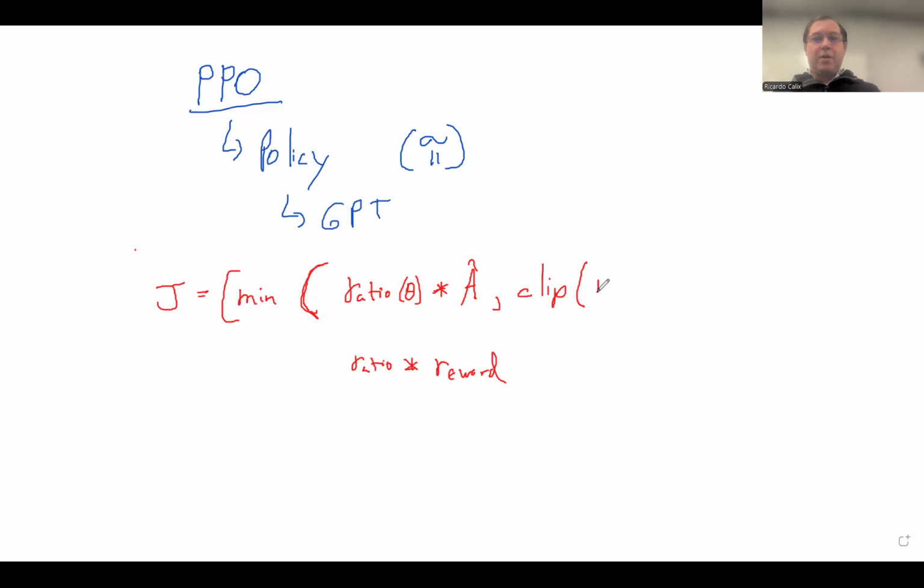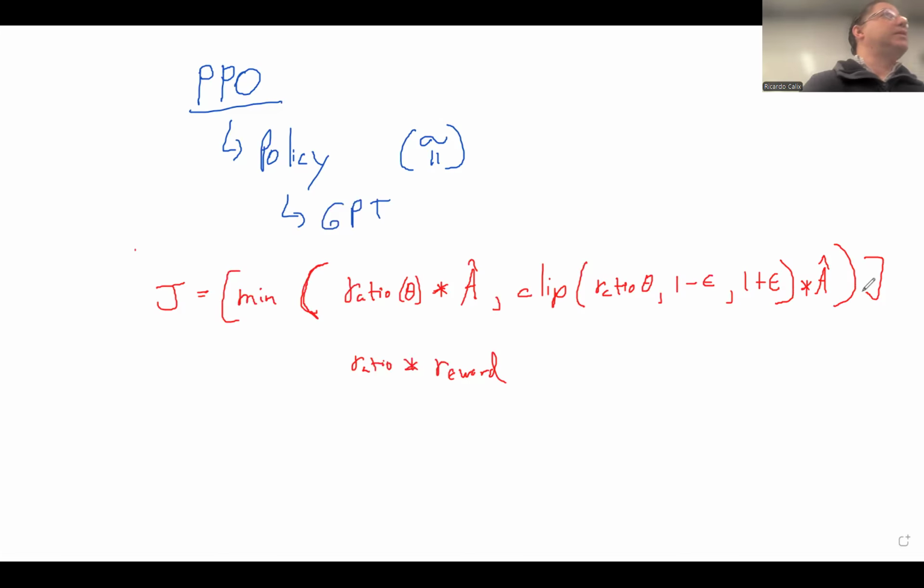So you have the ratio of theta, and 1 minus some epsilon or 1 plus some epsilon, times the advantage function. Do you guys see that? So what does this mean? It means what I said in the beginning.